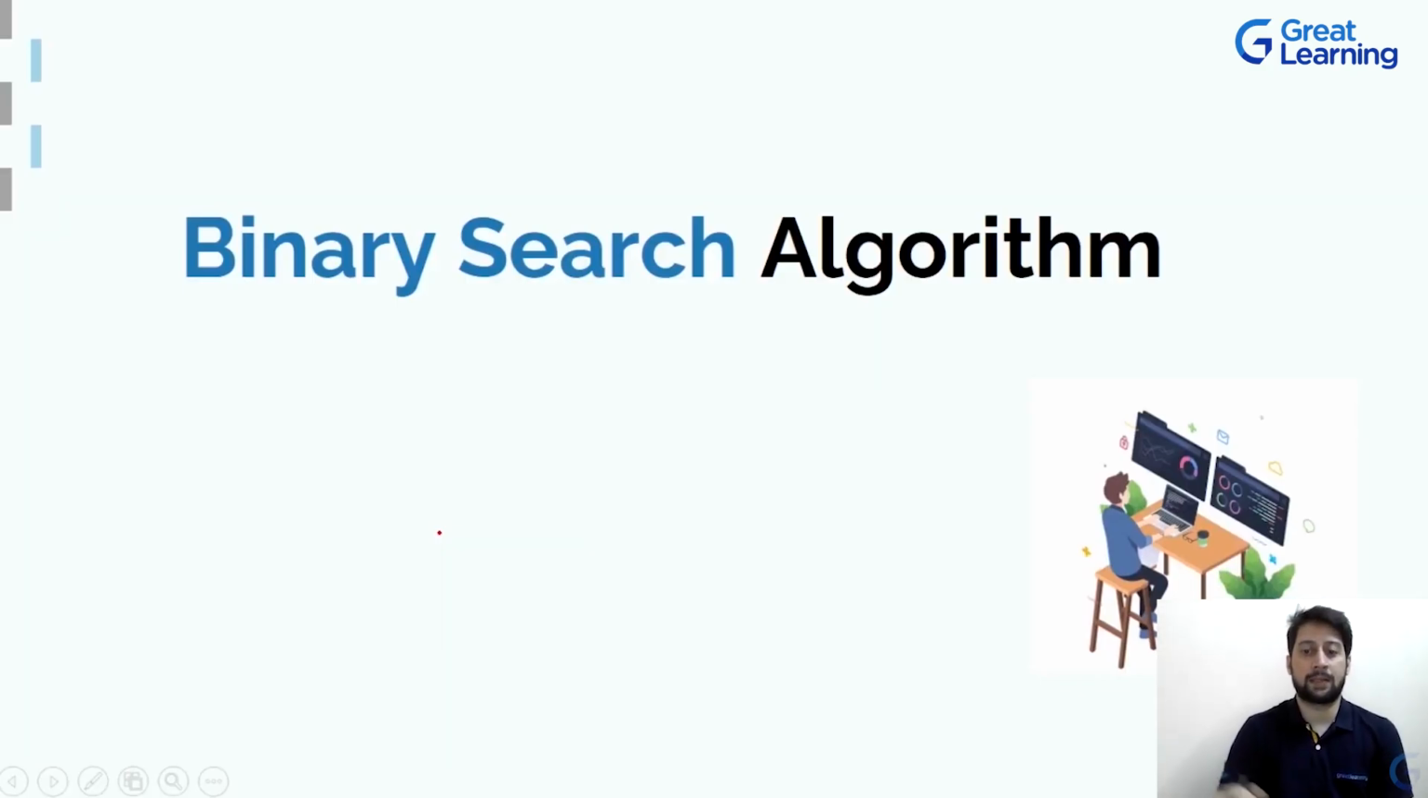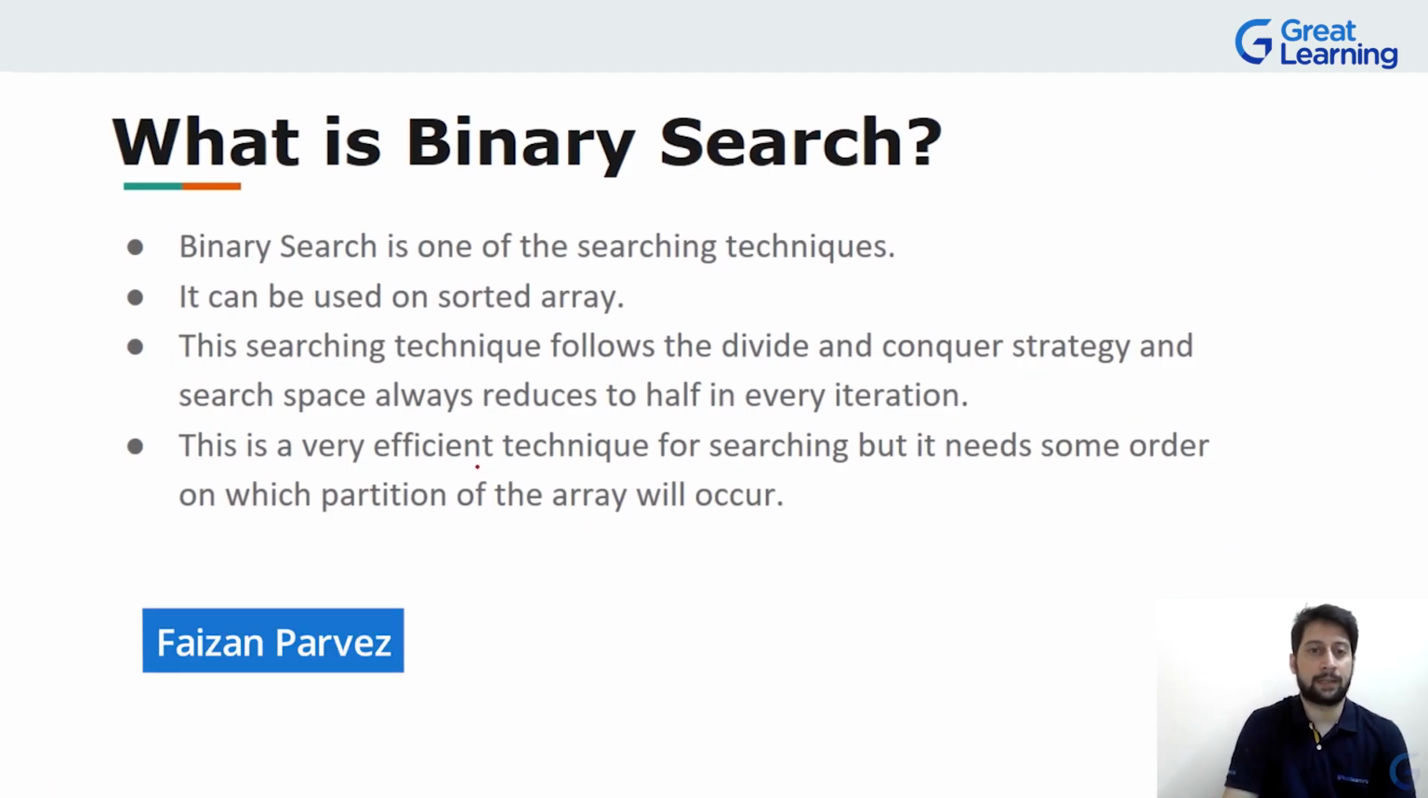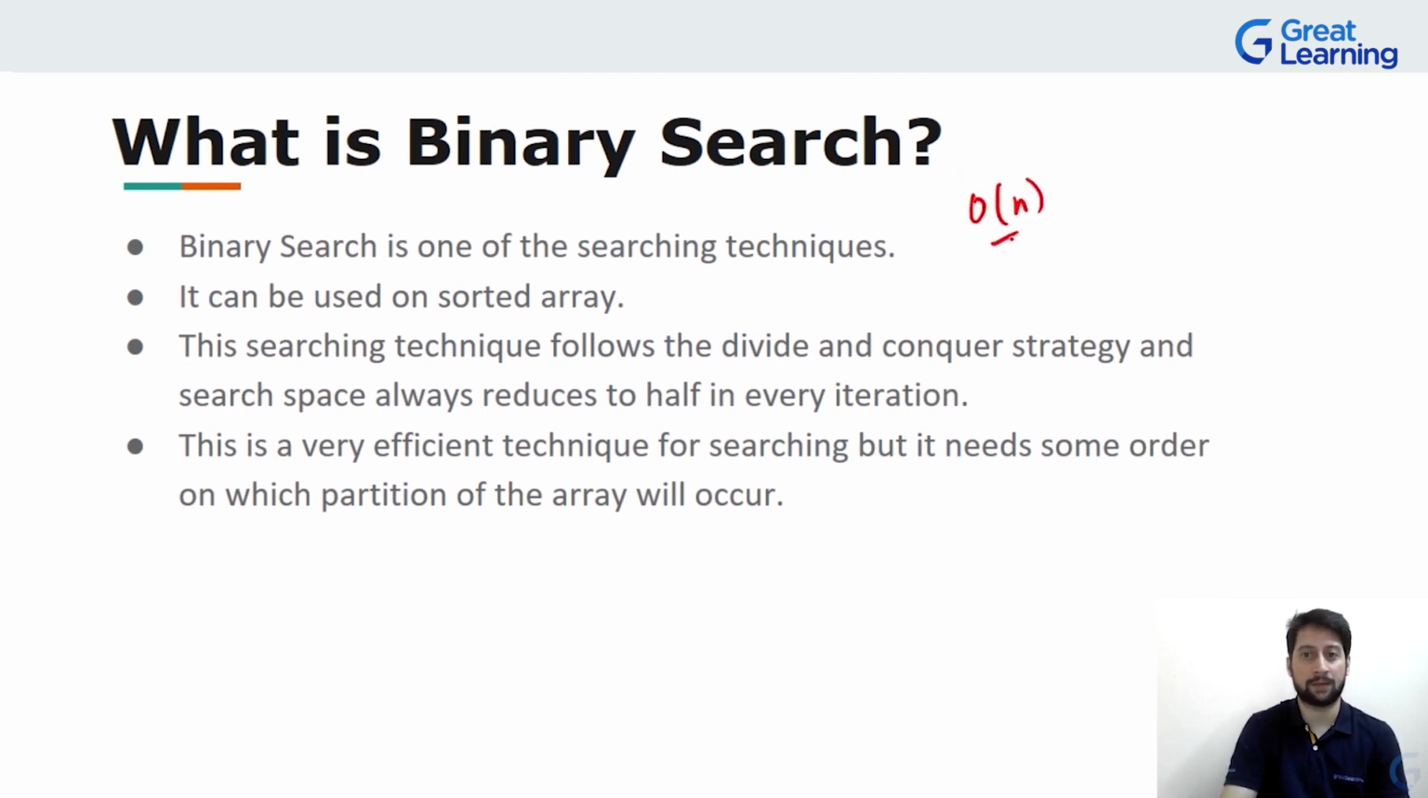Now let's try to understand the binary search algorithm. What is binary search? Binary search is one of the searching techniques. Like we saw in linear search, where the time complexity of linear search was O(n), we were iterating through all the elements, and now this is a much more efficient algorithm as compared to linear search. Why do we need searching? Let's suppose you have a given set of elements and you want to search if that element is present in your array or not. At that time, we can use either linear search or binary search.